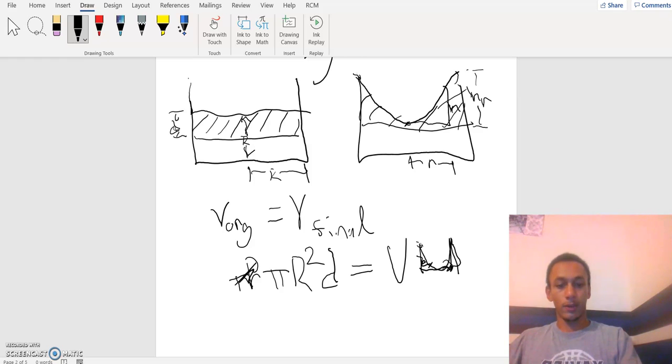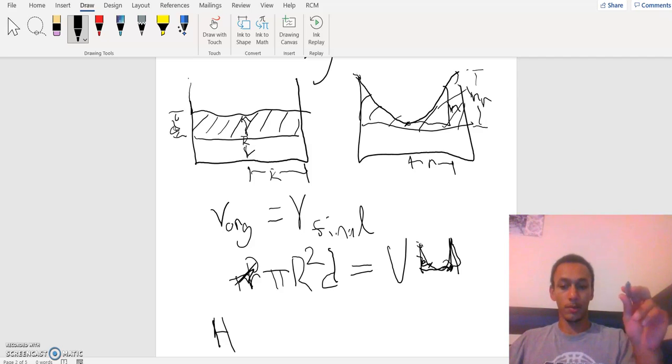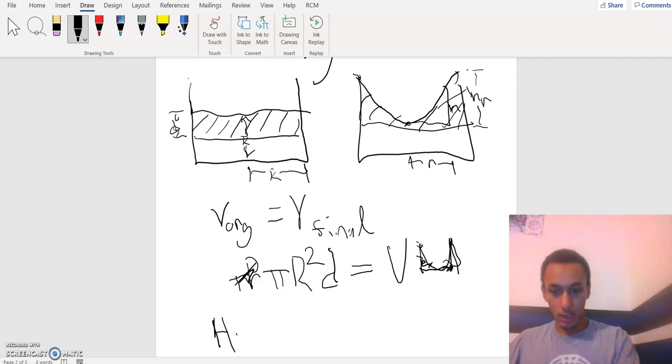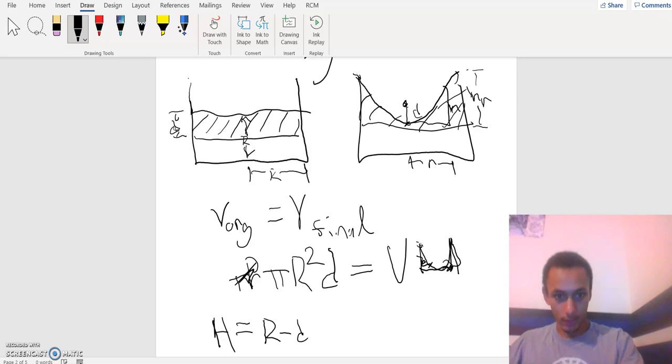But in total, what we're actually trying to find is big H, the height at which the water can go maximum without spilling. We know what big H is equal to. It's going to be R minus D. Pick any height here. This is going to be D. And this here is not. This is going to be R minus D.